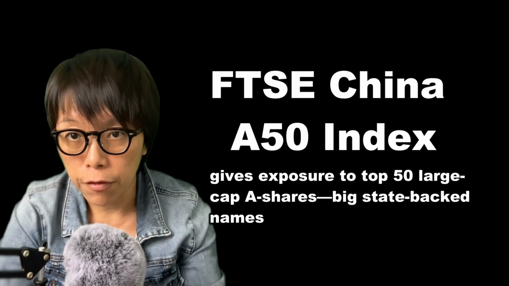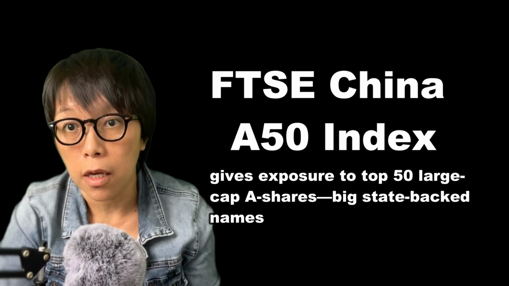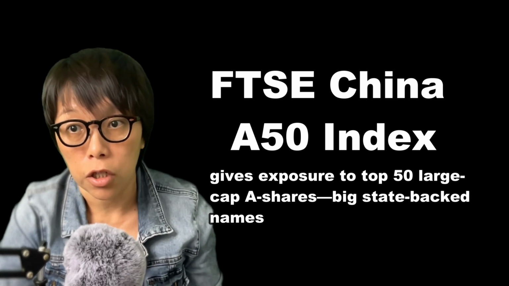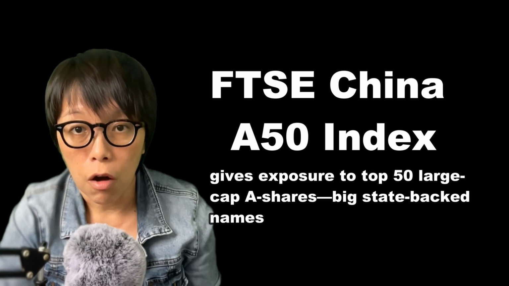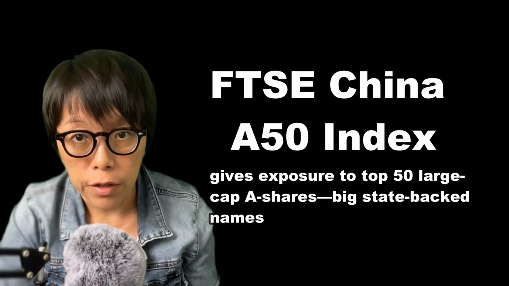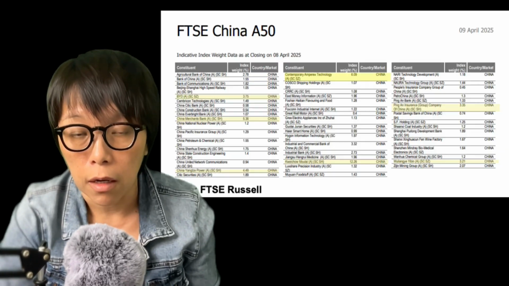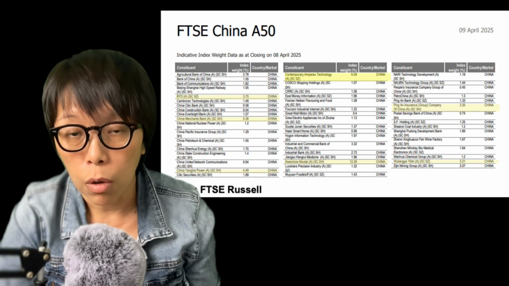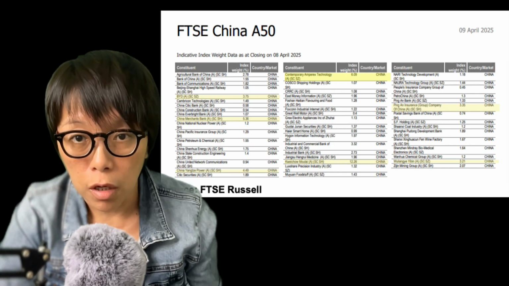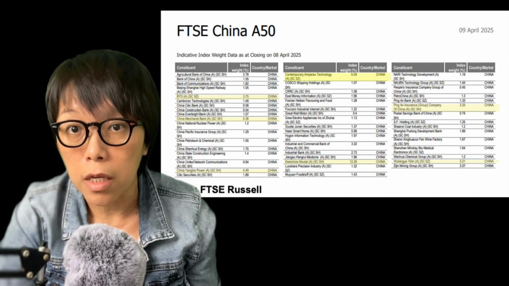Index. As I said earlier, the FTSE China A50 Index comprises the 50 largest A-share companies that are listed on the Shanghai and Shenzhen Stock Exchange. It offers a very good snapshot of China's economic giants across various sectors. So here you can see the whole list of the 50 component stocks, but I'm just going to highlight some of the key players here.